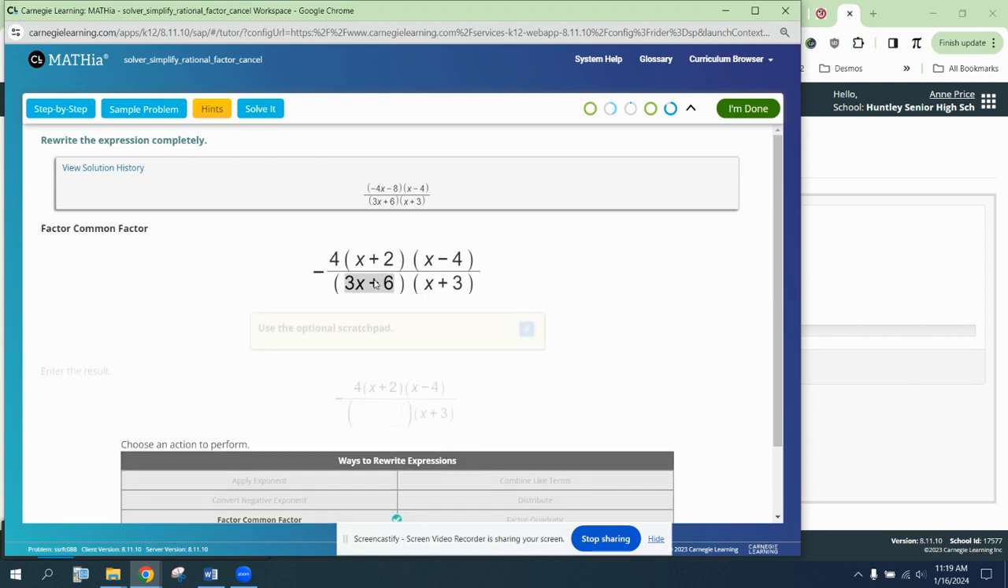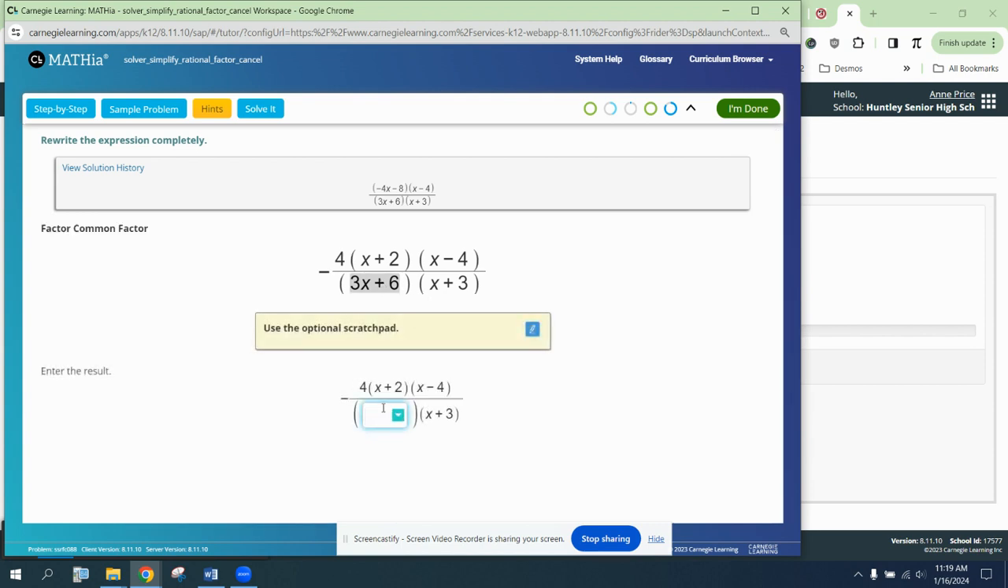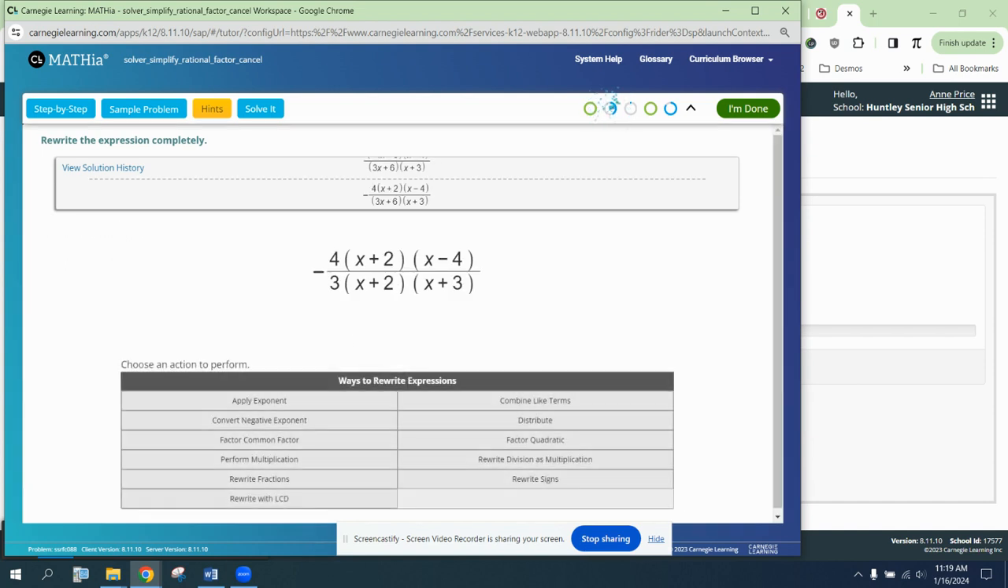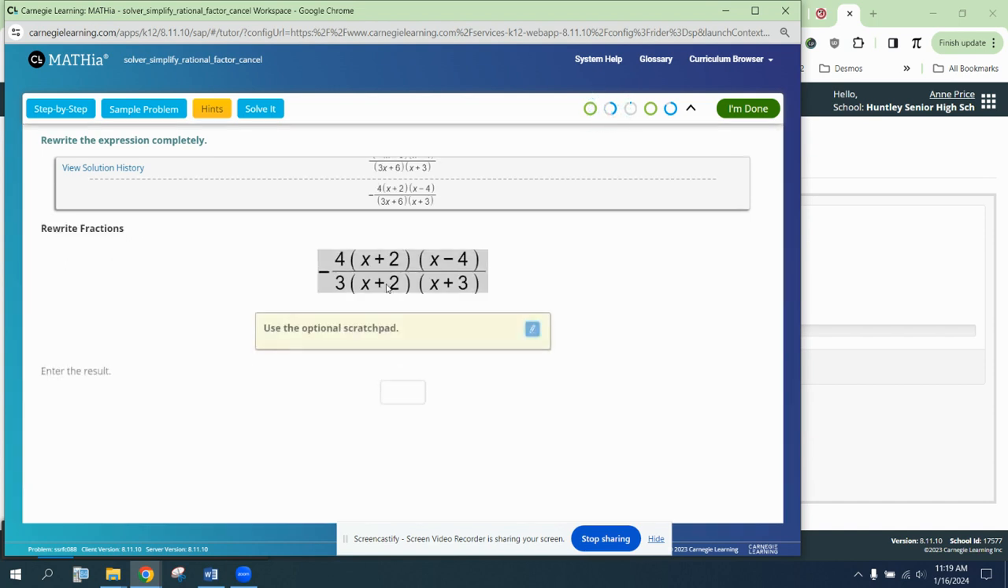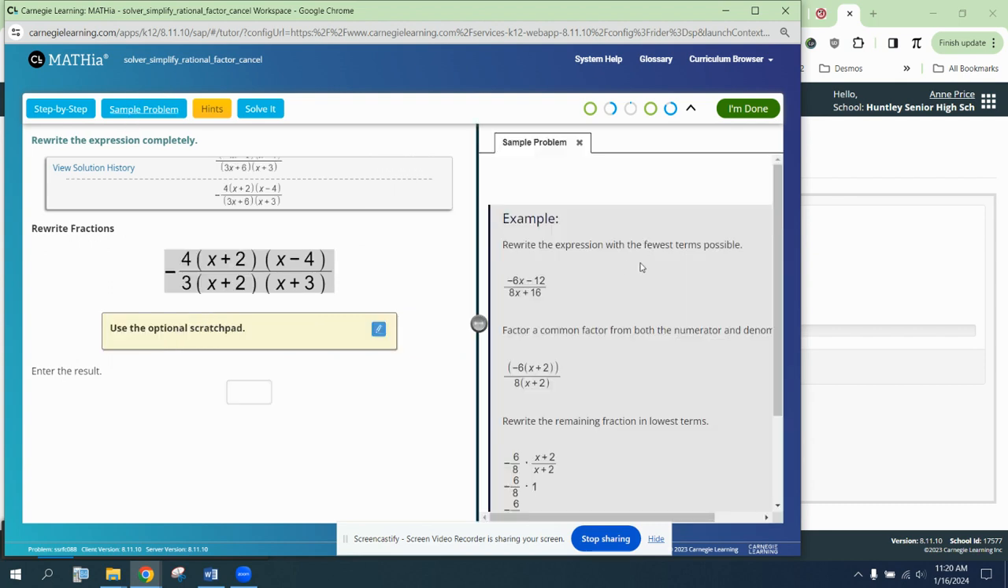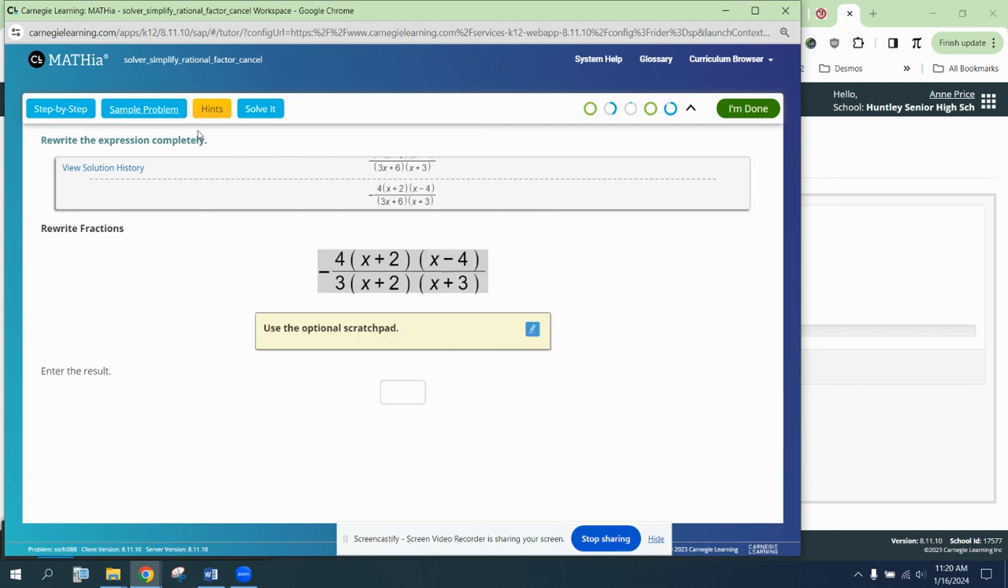So I'm going to factor a common denominator, and it's going to be the only one left. Take a 3 out and have x plus 2. And hit enter on that one. And then I need to rewrite fractions, which means I'm simplifying. So I'm going to click rewrite fractions. You can also see a sample problem off to the side where they show you what you're doing in lowest terms. So that's that sample button up there.